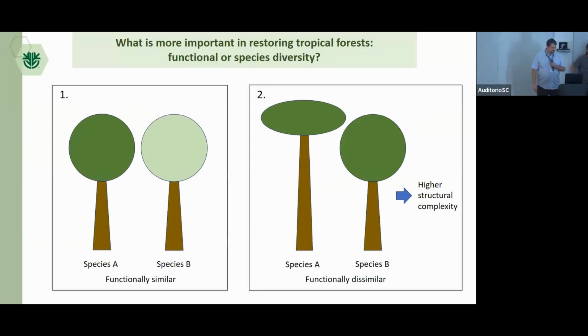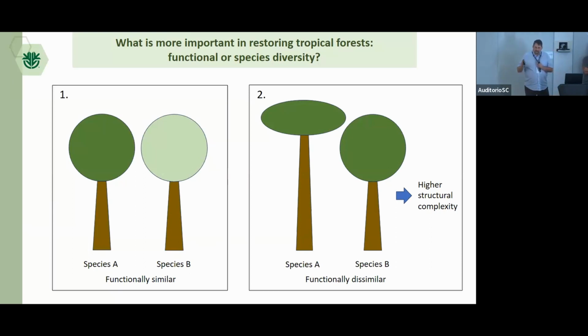And so when you look at the two cases I've shown here, species A and species B in case one are functionally similar. In this case, very simplified, it could be the tree heights, the crown shape are the same, maybe even the root systems. And in case two, species A and species B are functionally dissimilar. So the question then is, what does that mean? And what are the consequences of this?